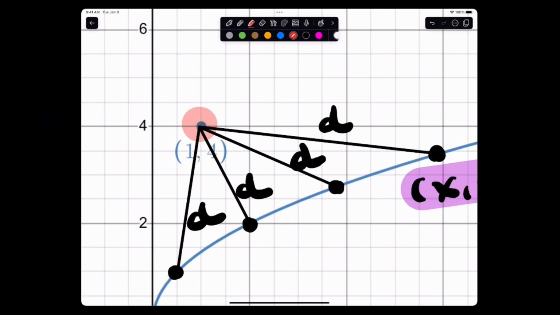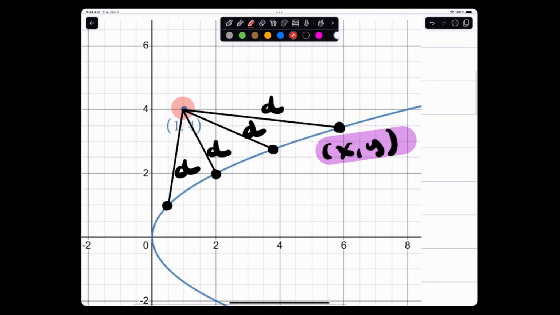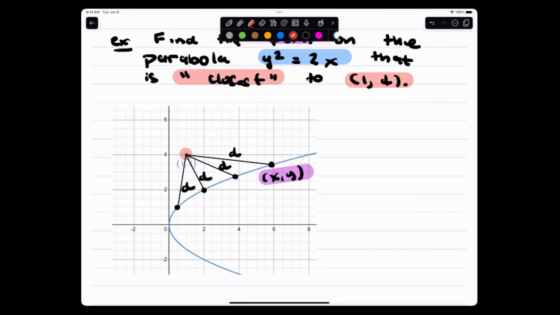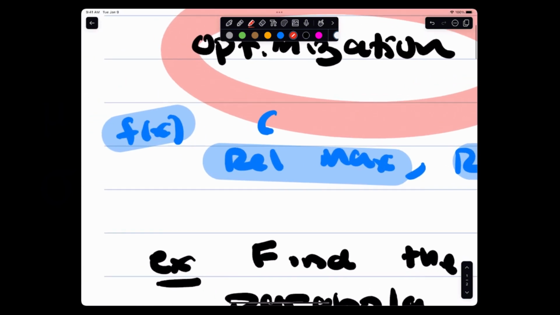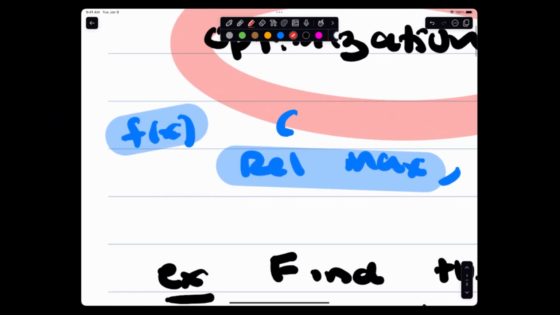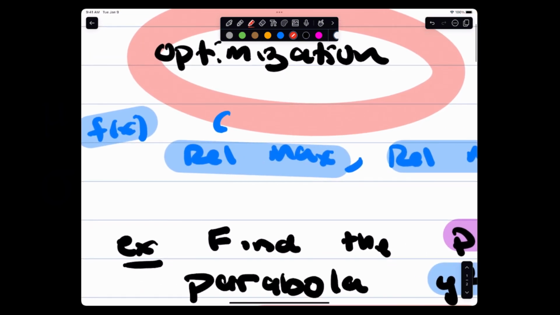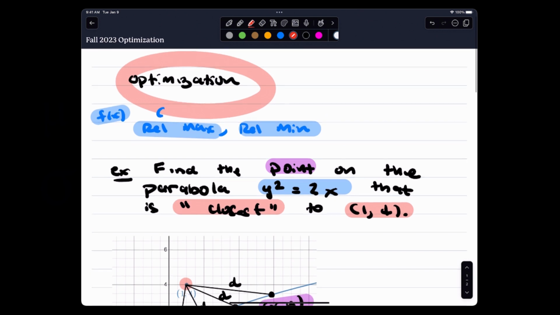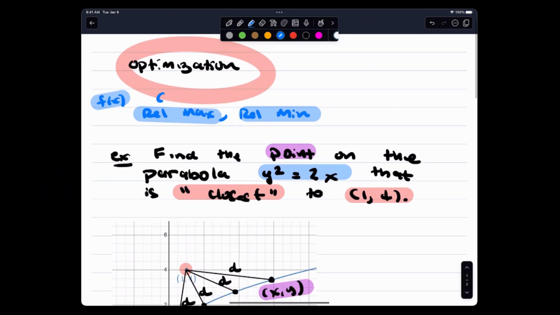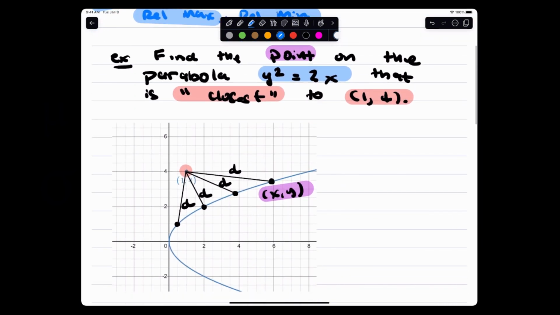Okay? So I just want to share this idea with you guys. The closest point is one with the shortest distance. Does that make some sense? And so really, ultimately, you say, what is optimization? Well, you're going to create some function f and then find relative max, relative min. It's either going to have a max or a min. It's not going to have both. So in this case, what's really going to happen is you're going to create this d of x. Right? They really mean d, which is d of x.